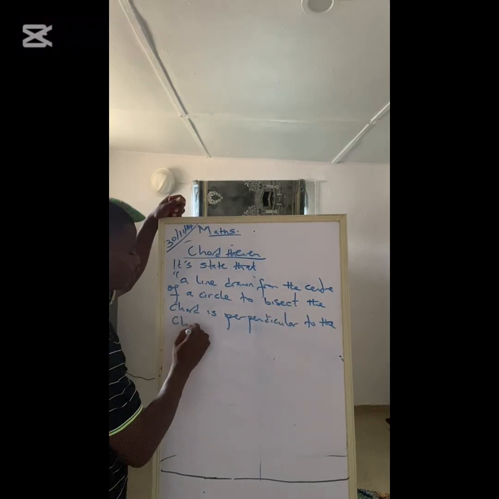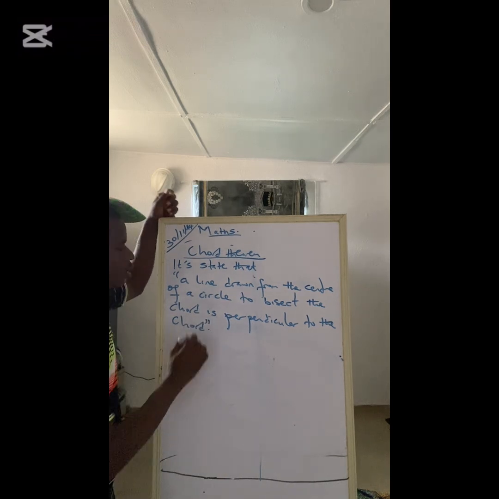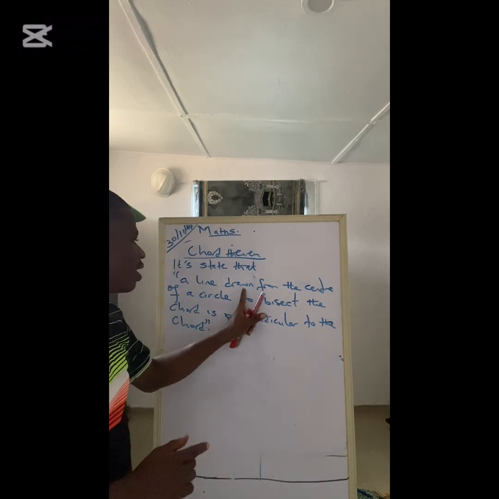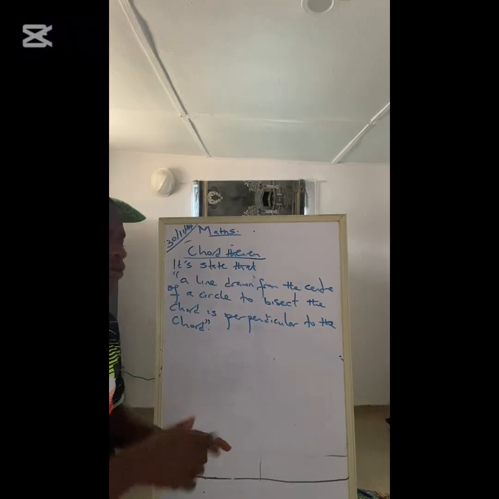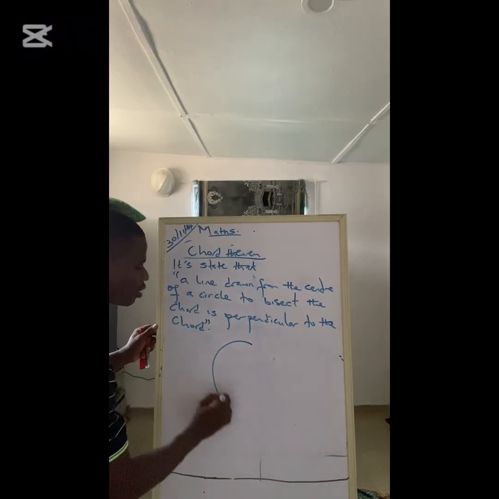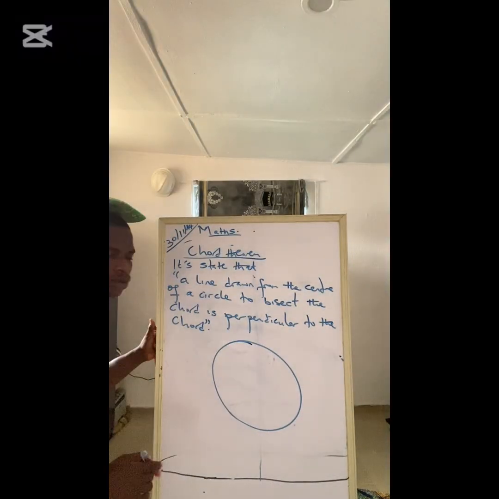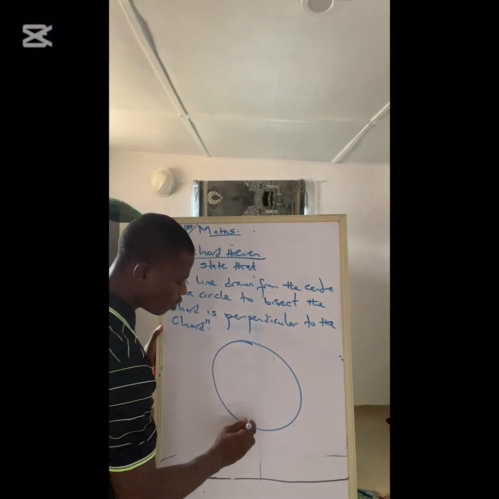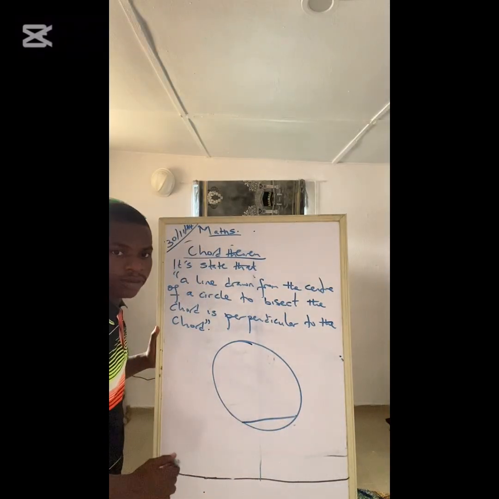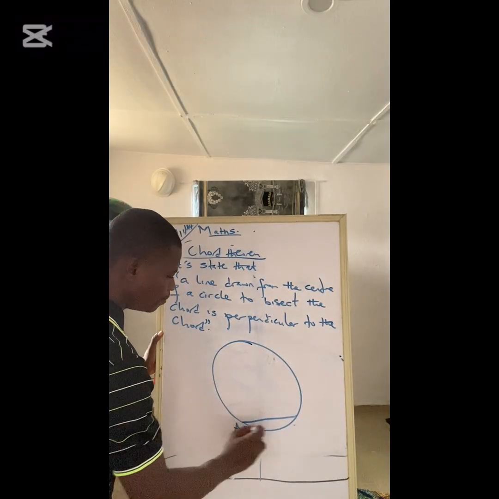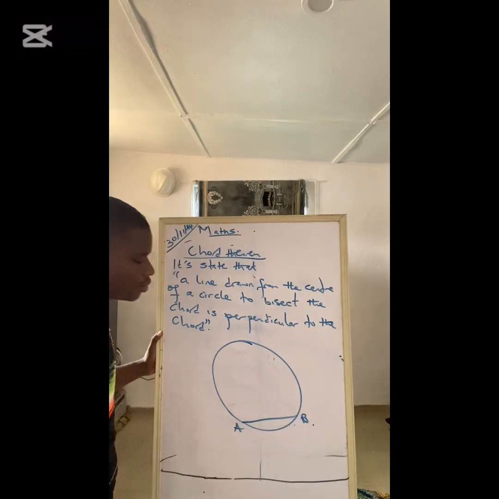As the first theorem that we have in a circle, you can see it on the board. I say that a line drawn from the center of a circle, let me just draw a circle. This is our circle here. Now let's say this is our chord. This is chord AB.